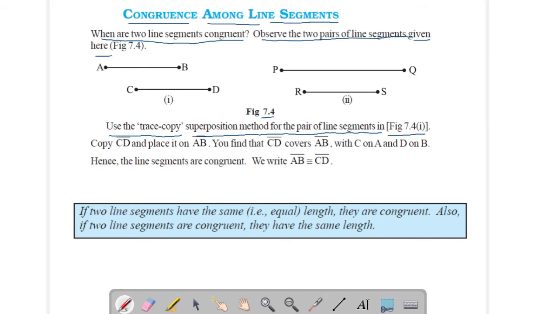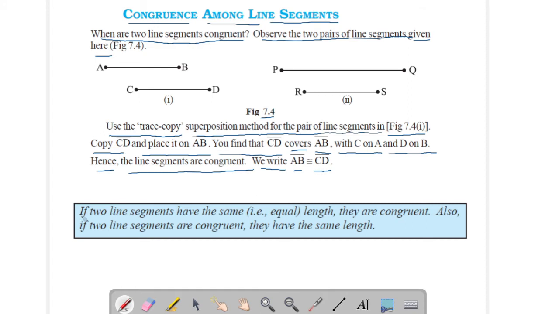First part. Copy CD and place it on AB. You find that line segment CD covers line segment AB with C on A and D on B. Hence, the line segments are congruent. We write line segment AB is congruent to line segment CD. It means the length of line segment AB is equal to the length of line segment CD.